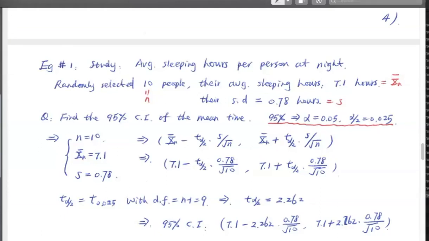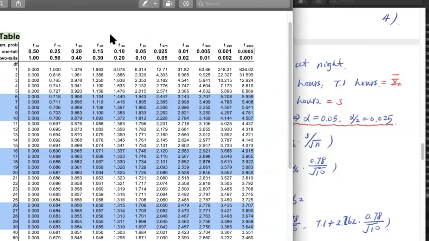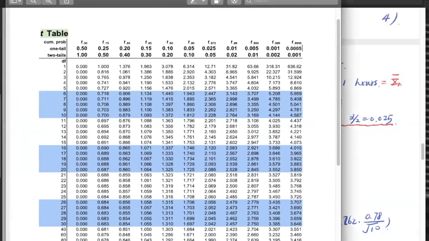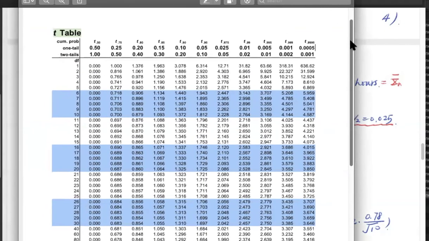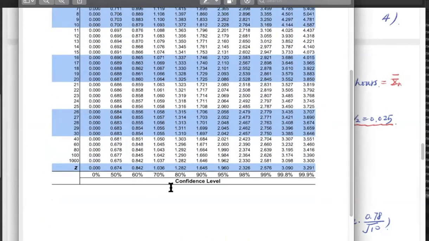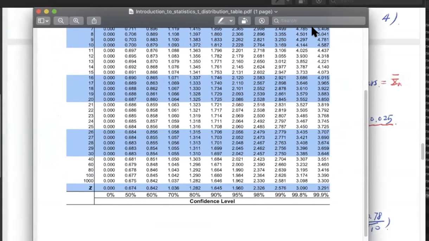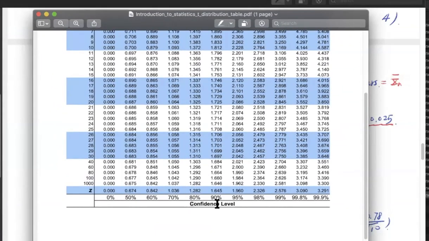Where's the T table? T table here, right? So everybody, when you look at a T table, look at the bottom here. Everybody, you see that one? It's very important tonight. You need to understand how we use this T table. On the bottom, you see the confidence level, right? So is that 90%, 95%, 98, 99, all those percentages, right?